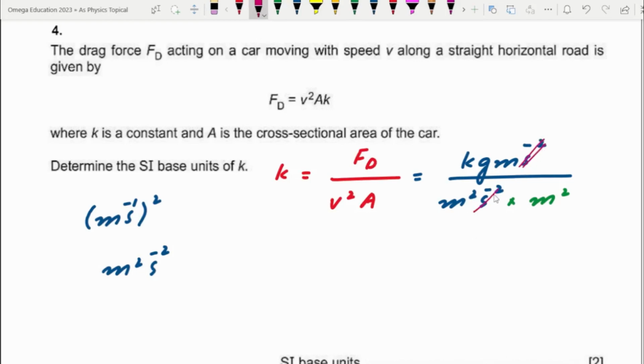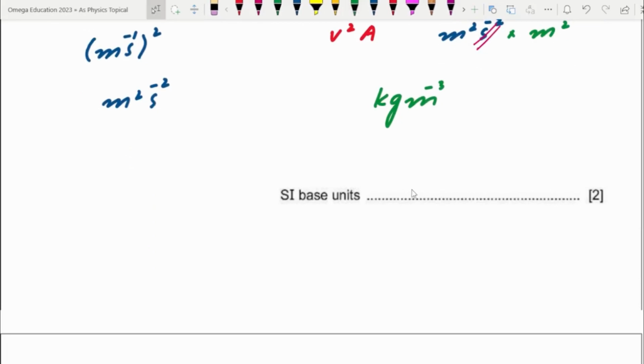Now let's do some cancellation. s^-2 cancelled out, and what are you left with? You're left with kilograms, and you have meters at the top and m^4 at the bottom. So if you combine these using the laws of indices, you get m^(1-4), which is m raised to the power negative 3. So kg m^-3 are the base units of this quantity, which are the base units for density.